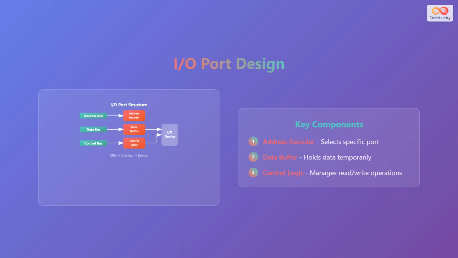An input-output port design consists of three key components: an address decoder, a data buffer, and control logic. The address decoder selects a specific port by decoding the address signals from the microprocessor. The data buffer holds the data temporarily during the transfer between the microprocessor and the external device. The control logic manages the read and write operations, ensuring proper data flow and synchronization.